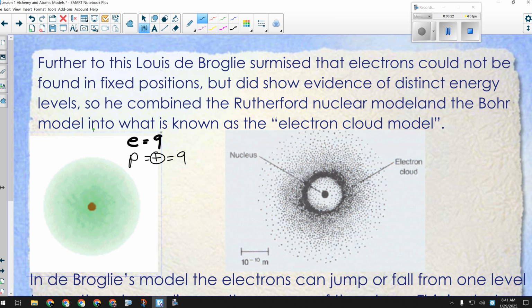And how many neutrons are there? 10. The atomic mass is 19, and to calculate the number of neutrons, we go atomic mass minus atomic number. 19 minus 9 is 10. All right, so we would say neutrons equals 10. So then we would do this. I should have picked a smaller atom.